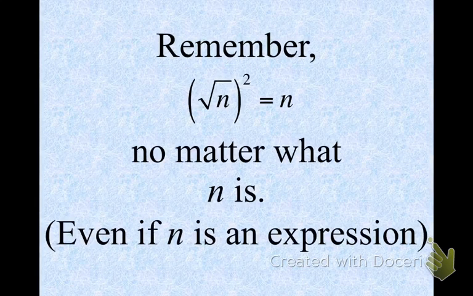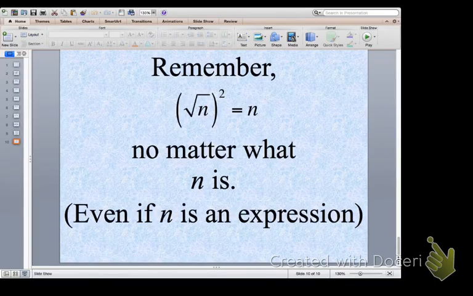So let's remember that the square root of n, when we square it, the square and square root eliminate one another. So that means that this will cancel with that, and it frees up the n at the bottom. It doesn't matter what's in here, as long as the square root is over it, the square and the square root will always eliminate one another. All right, so let's go ahead and do some examples of this.